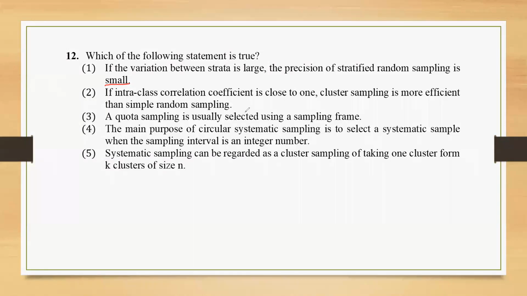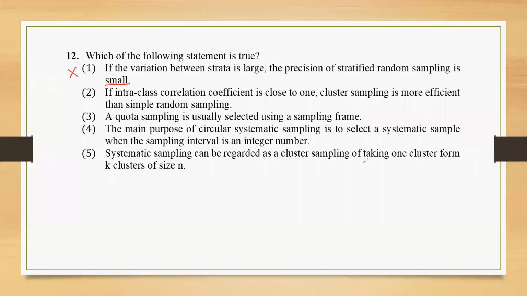So therefore, the precision of stratified random sampling is not small but large when the variation between strata is large. So therefore, the first statement is incorrect.